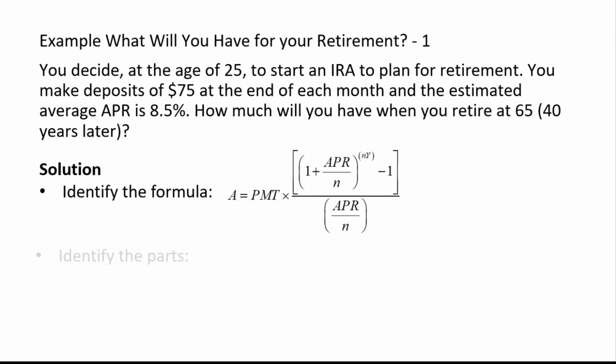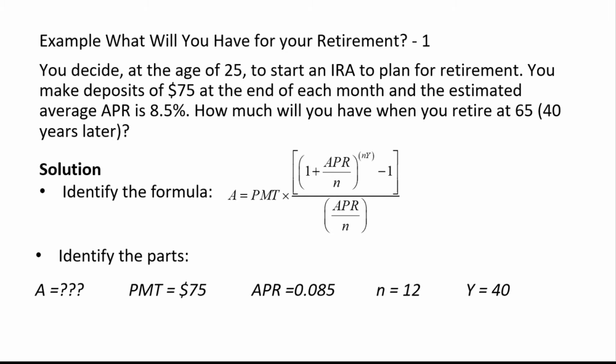Second is identify the components that are given to you in the statement of the problem. A is the future value or account balance. The last sentence of the question is how much will you have? And so the future value is followed by question marks because this is the value for which we are solving. PMT is the payment that is made regularly. In this problem, it is you make deposits of, and so your payment is $75. APR, which is the annual percentage rate, is 8.5%.